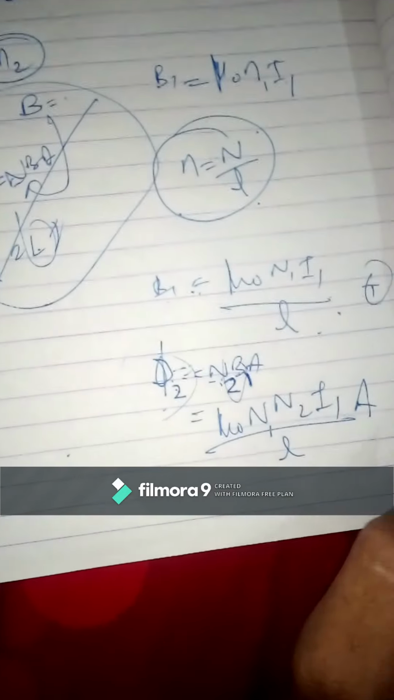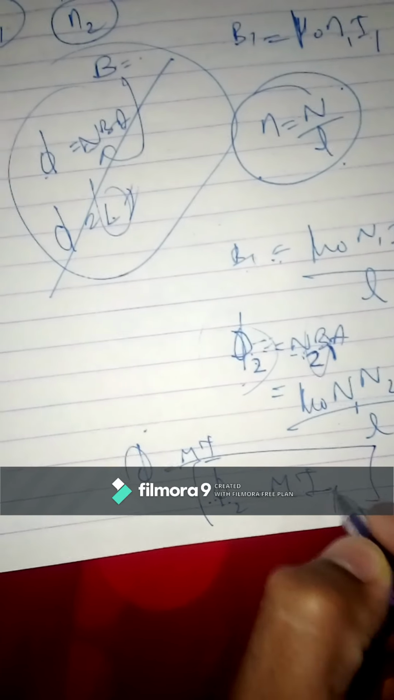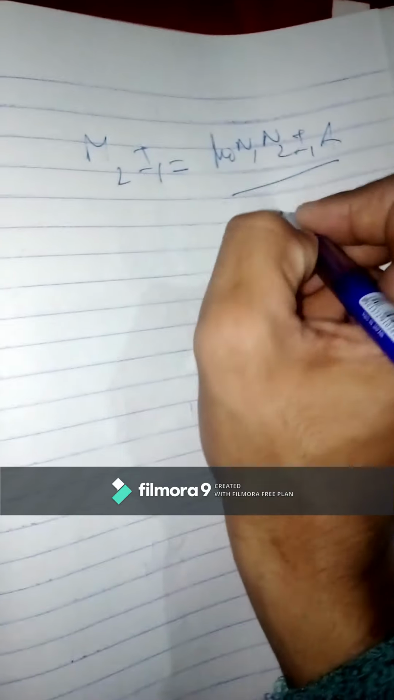But we know phi equals Mi, and if we write in symbolic notation, phi 2 equals M I1. Because it is the secondary coil and the current flows through the primary coil, so phi 2 equals M I1. So just equate these both. When we equate these both, we'll get M2 I1 equal to... we are calculating the mutual induction of the secondary coil first. M2 I1 will be equal to mu naught N1 N2 I1 A by L, isn't it?